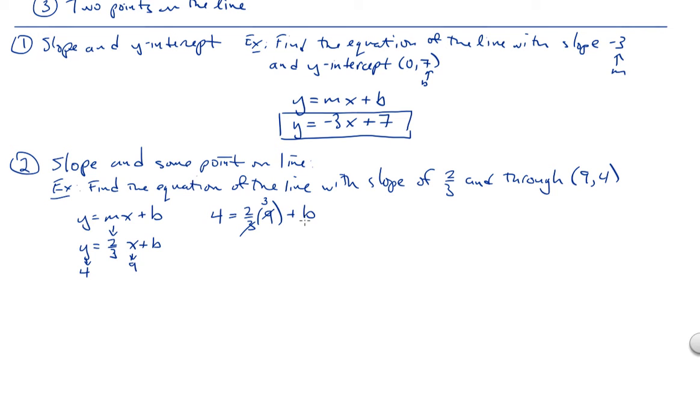9 divided by 3 is 3. 3 times 2 is 6. 6 plus b is 4. Subtract 6 from both sides. Looks like b is -2.